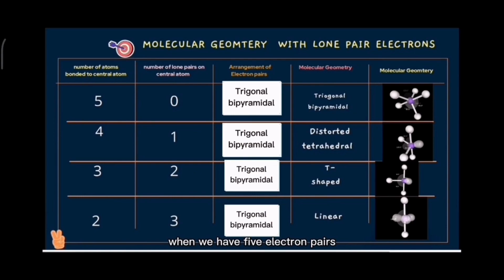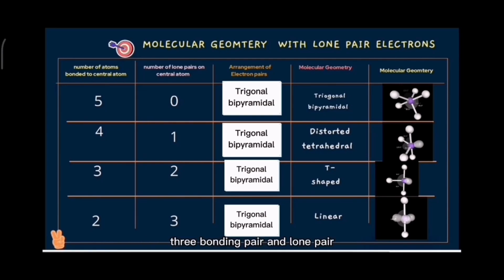When we have 5 electron pairs, trigonal bipyramidal will be the basic shape of the arrangement of electron pairs. So when there is no lone pair and only 5 bonding pairs exist, the molecular geometry remains trigonal bipyramidal. But when it has 4 bonding pairs with 1 lone pair, the shape changes to distorted tetrahedral, as the lone pair is interacting with the bonding pairs on the central atom.